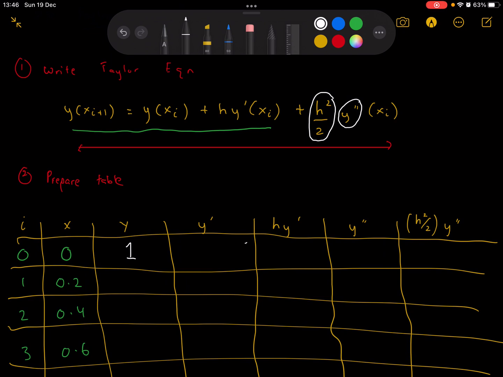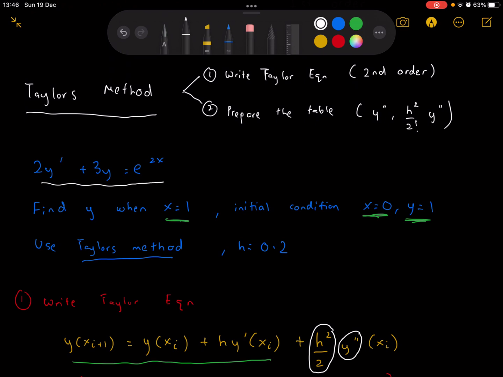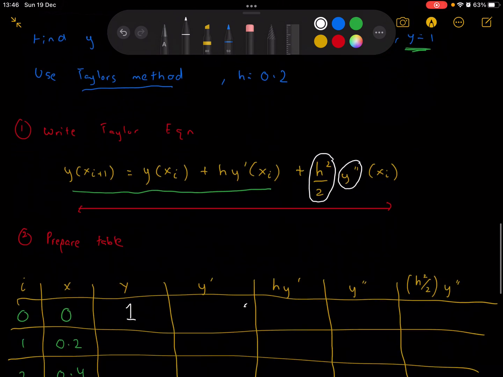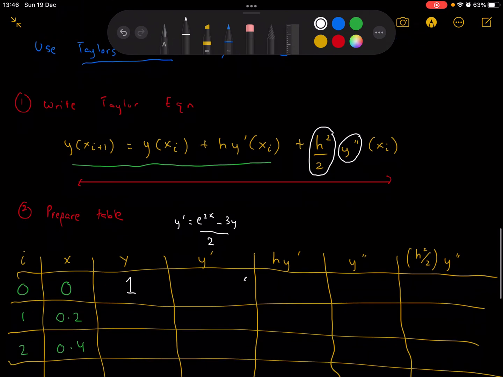So how do we get this value? We need to input this equation in our calculator. Because we are considering y prime, make this the subject. Thus y prime equals (e to the power of 2x minus 3y) over 2. Input that in your calculator, and then h y prime is just 0.2 multiplied by the value of y prime that we obtain. And then the second tricky part is the y double prime.